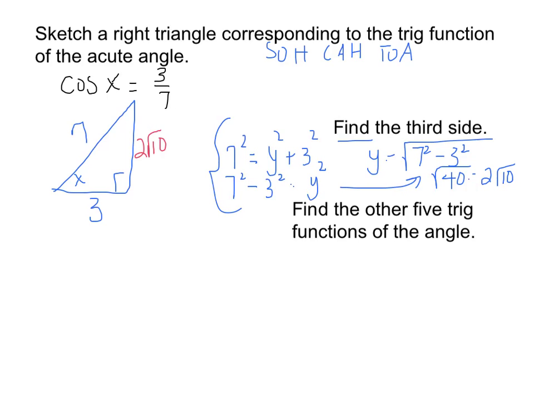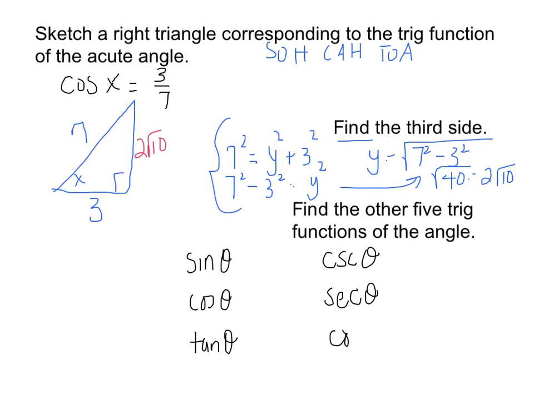All right, so the last thing to do is to write the other 5 trig functions of the angle. So I'm going to do that. I have sine theta, cosine theta. It's just as easy to write 6 as it is to write 5. Cosecant, secant, and cotangent. And I will tell you that the actual physical writing of these every time will help you remember them. All right, so what did they tell us? They told us cosine. So that was the given, 3/7.